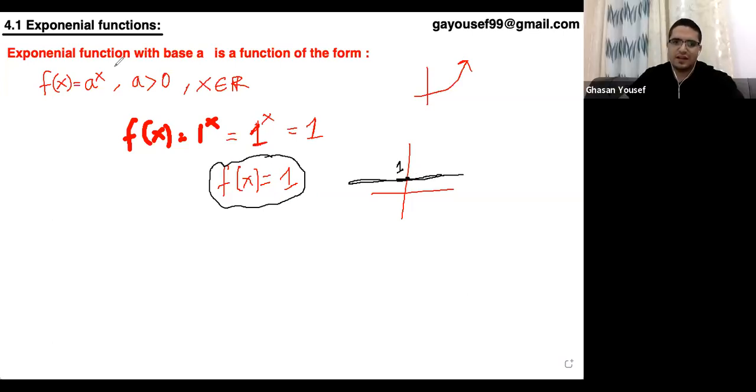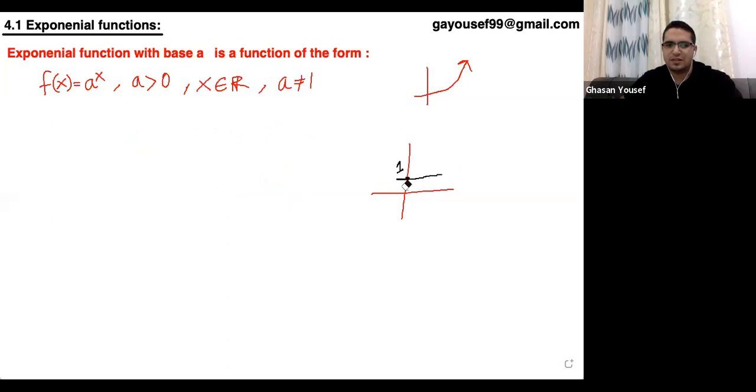So here, a could not be equal to 1. So we're going to remove the 1. So a is not equal to 1. So a can be positive, except 1. Why? Because it's going to be a constant function if it's 1. Okay, so this is the definition for the exponential function with base a: f of x equal a to the power x, a is positive, x is a real number, and a is not equal to 1.